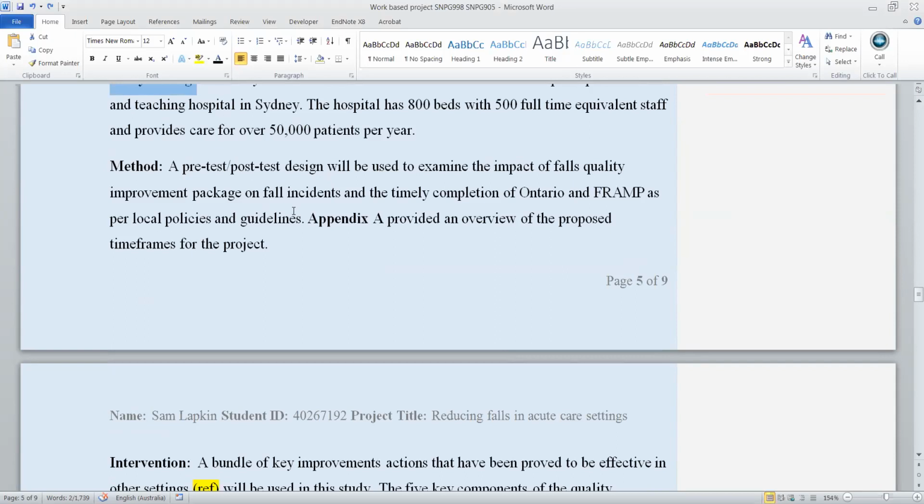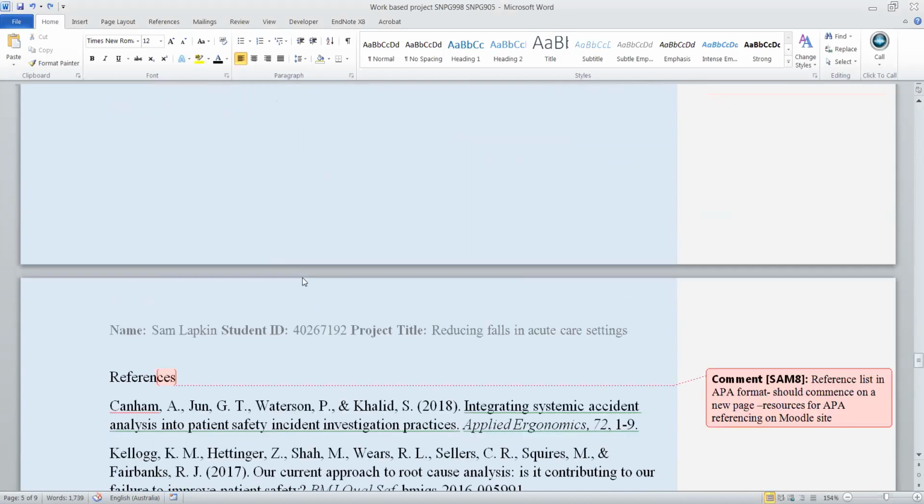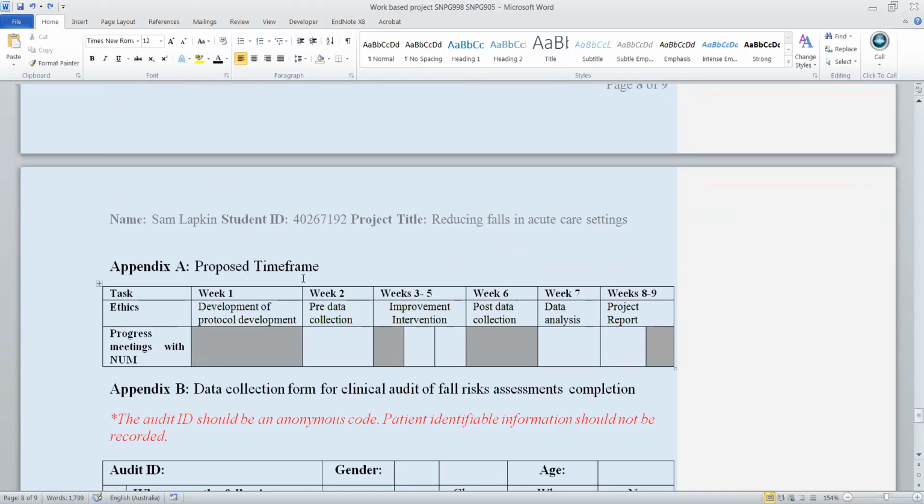Okay, you also need to provide an overview of the timeframes as an appendix. I'll go through here as appendix. So this is an overview of the proposed timeframes. So in week 1, I'll do the development of the protocol.